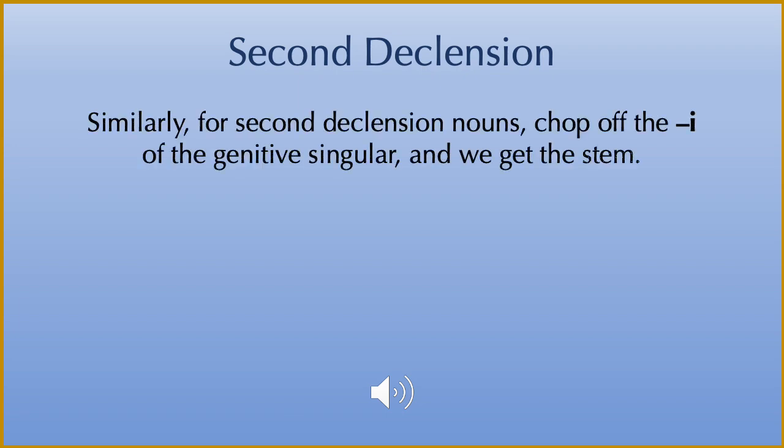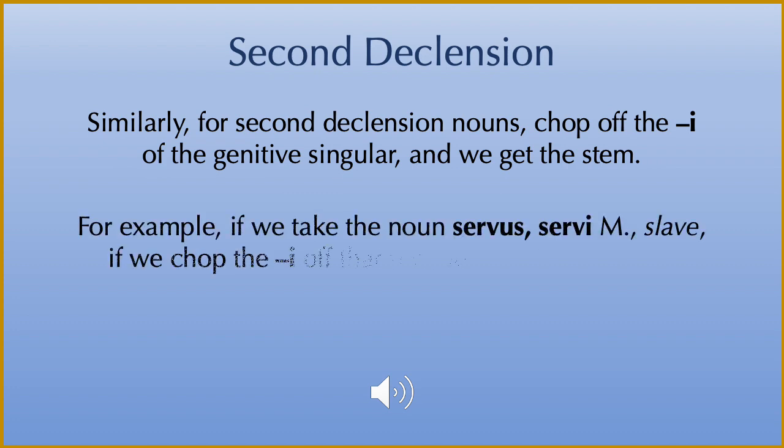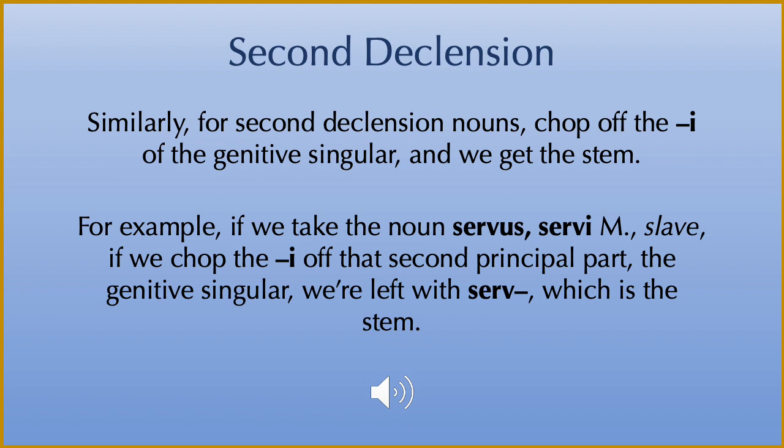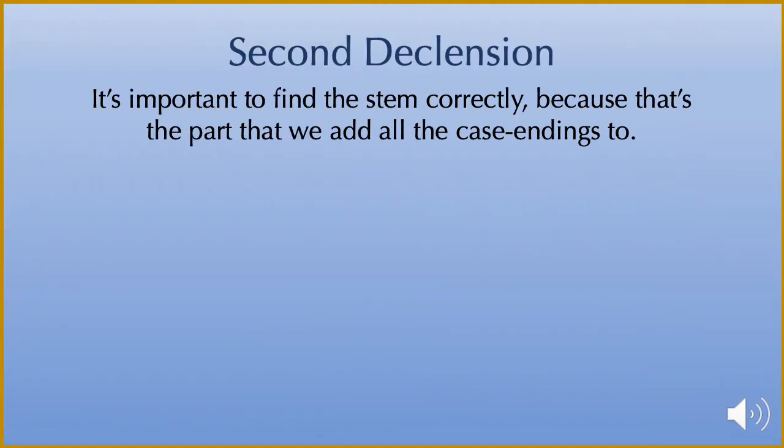Similarly, for second declension nouns, chop off the I of the genitive singular and we get the stem. For example, if we take the noun servus, servi, masculine, slave, if we chop the I off that second principal part, the genitive singular, we're left with serv, SERV, which is the stem. It's important to find the stem correctly because that's the part that we add all the case endings to.